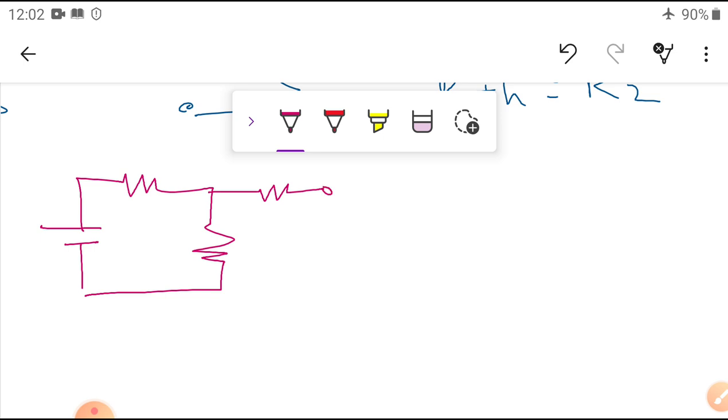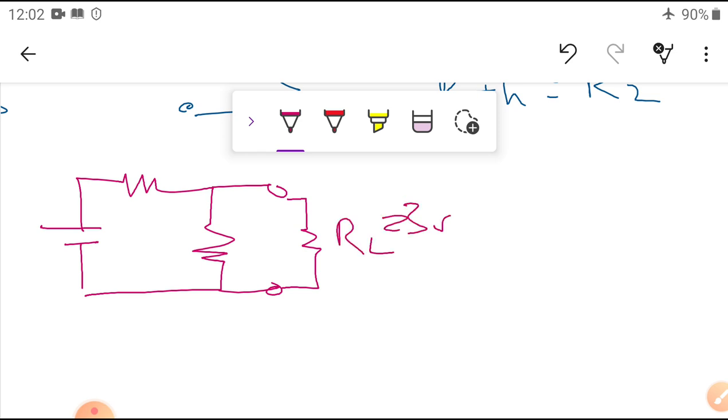Sorry, erase it, I don't want this one. Now at these terminals, here you connect the RL. What is the value? This is called RL, the load resistance, which is equal to 3 ohms. This is the 4 ohms, this is the 12 ohms, and the voltage is 24 volts. Okay, this is the circuit given. RL is equal to 3 ohms.